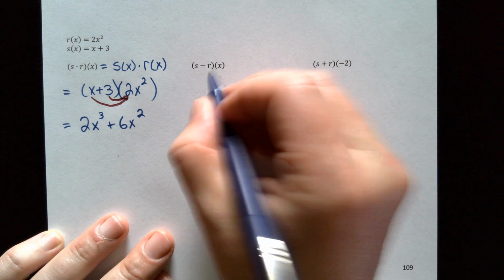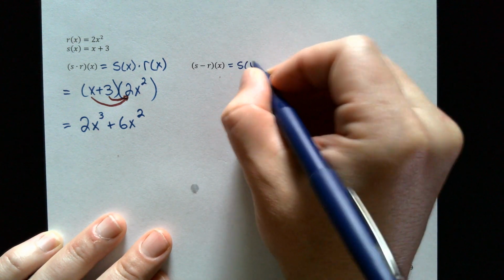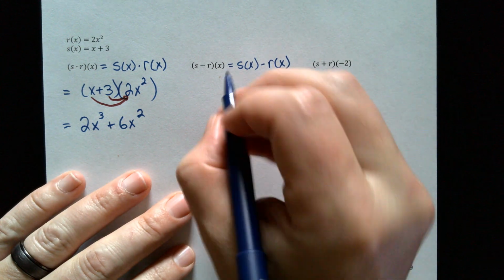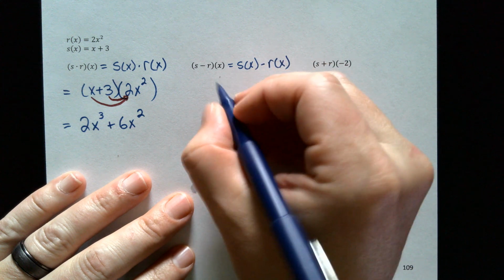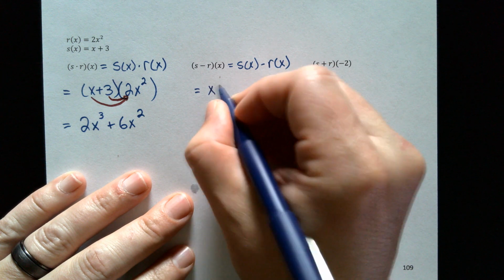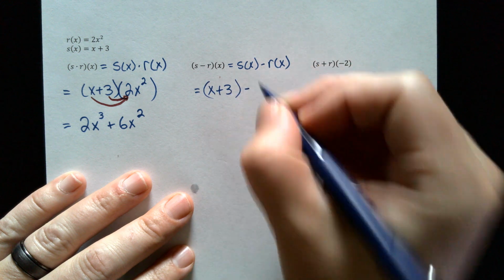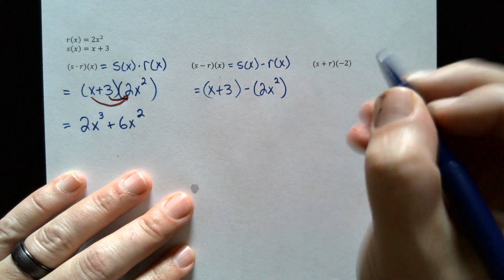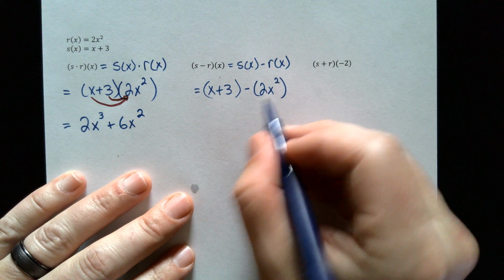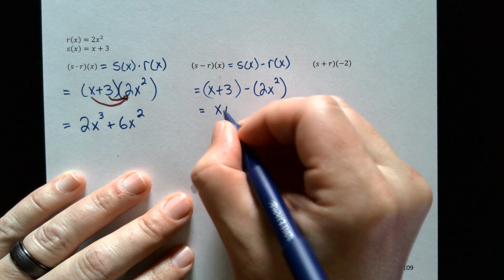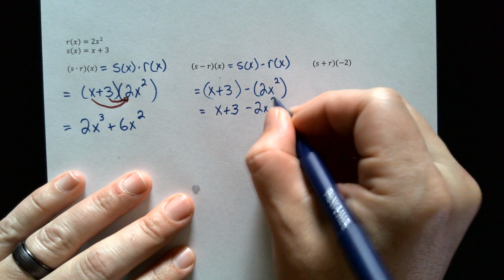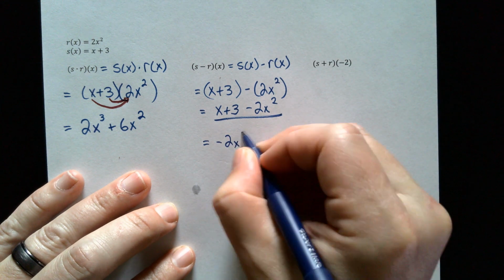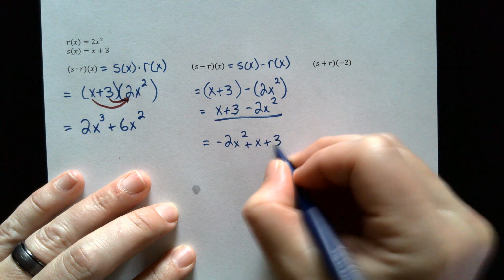Let's do this one. So s minus r of x, recall that means s of x minus r of x. Okay, so that gives us, let's see, s of x is equal to x plus 3. And then we subtract the r of x, which is 2x squared. Okay, so when we subtract, there's only one term, so we can drop all the parentheses. So you have x plus 3 minus 2x squared. That's correct. Or you could write it like this, negative 2x squared plus x plus 3.